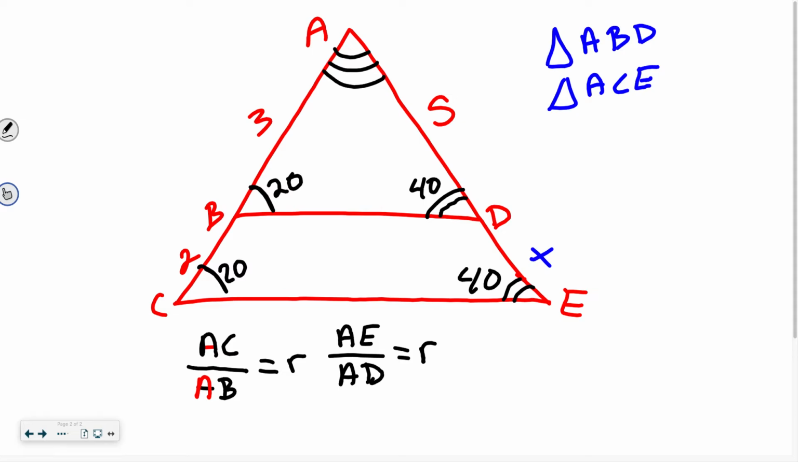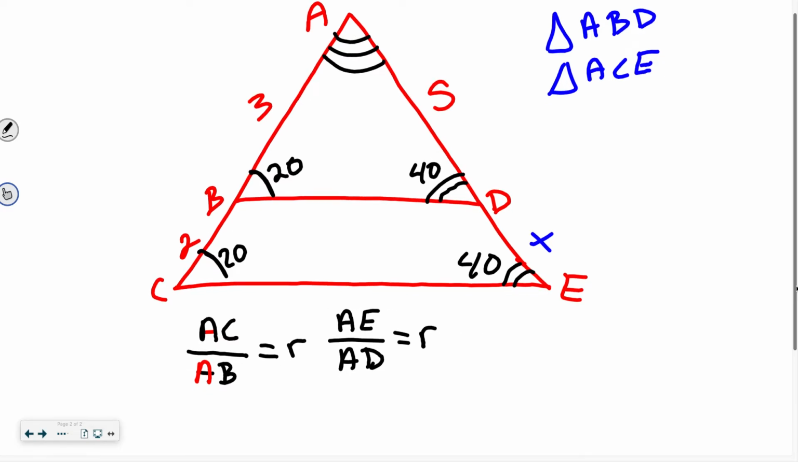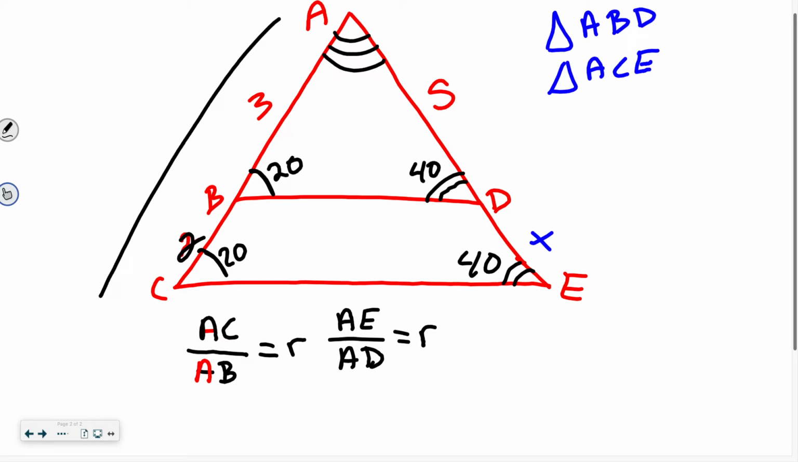And so we know what AC over AB is, right? We know that AC, careful here, AC is going to be 5 because 3 plus 2 is equal to 5. So AC, this whole length here, is 5. So it's going to be 5 over, well, what is AB? Well, AB is 3. Well, that's going to give me some scale factor, and these two scale factors have to be exactly the same.